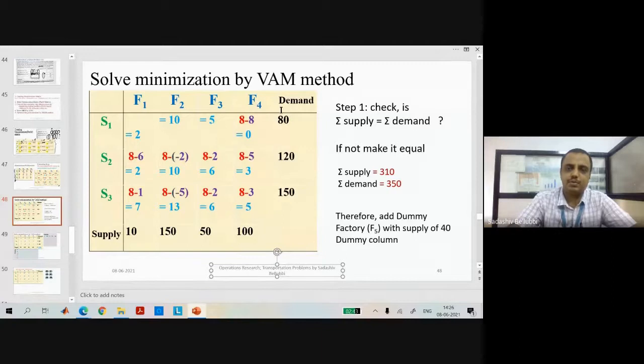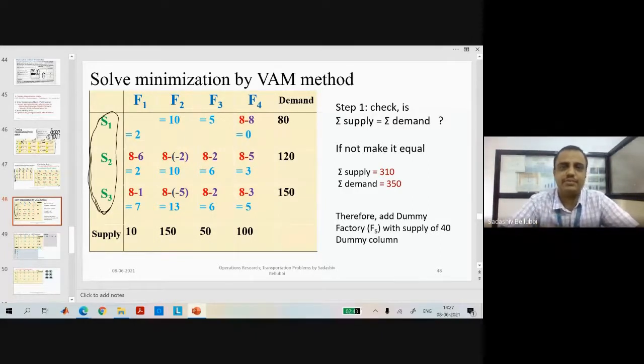Actually, in the problems we solved till now, the left side was given with the sources. But in this case, S1, S2, S3 are not the sources. These are all the sale depots, which means the destinations. So F1, F2, F3, F4 are the factories, which means these are the sources. The factories will supply the items. What is the supply now? 10, 150, 50 and 100. This total is 310. The demand is 80, 120, 150. The demand total is 350.